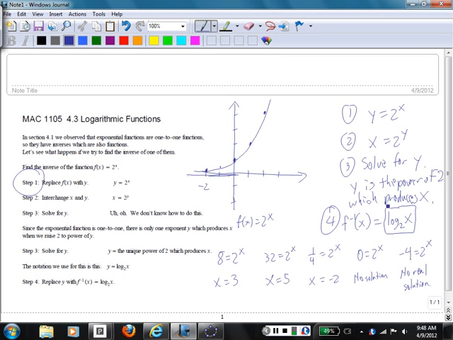So with just the definition of logarithm, there are some logarithms that we can evaluate, and we will, and then I'll come back to this page and I'm going to complete the graph of the inverse function.